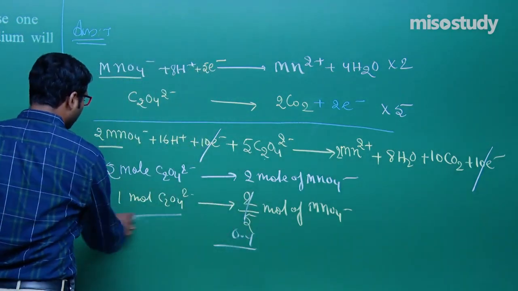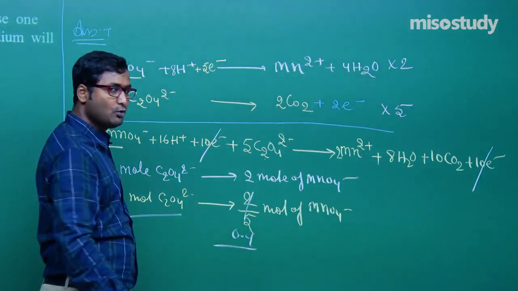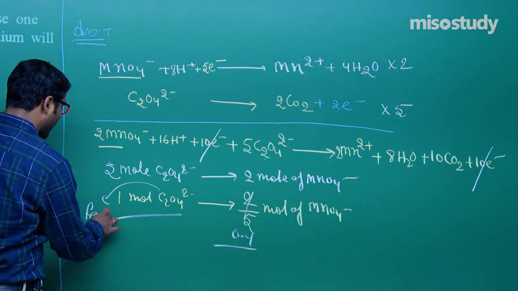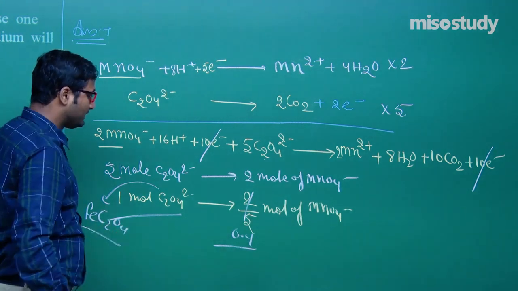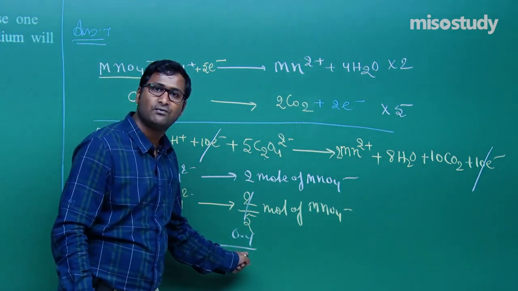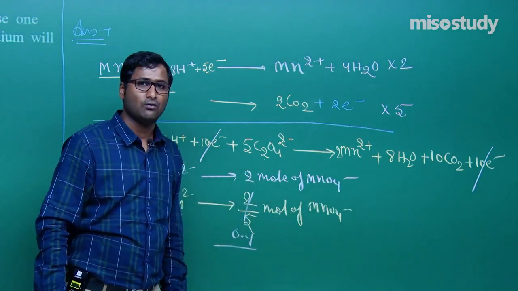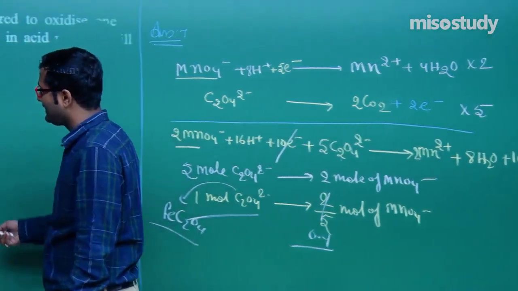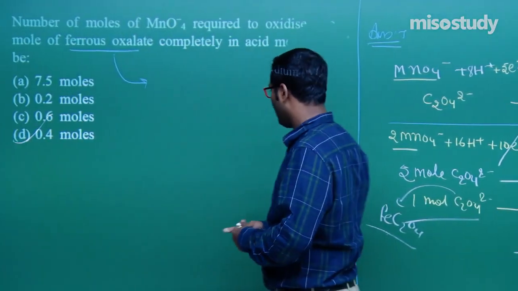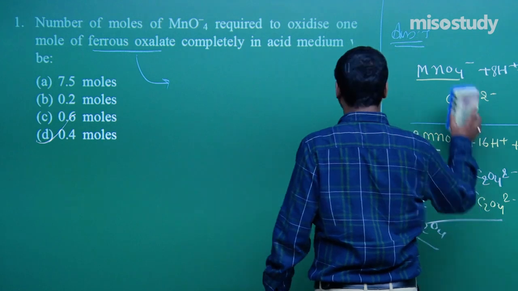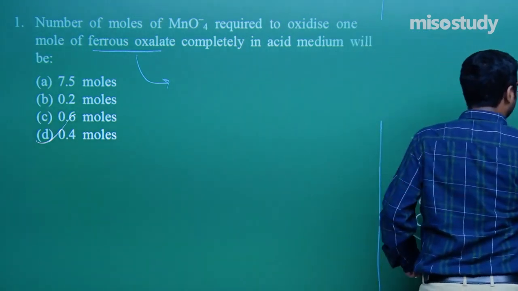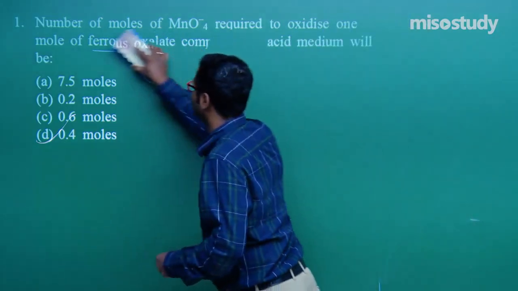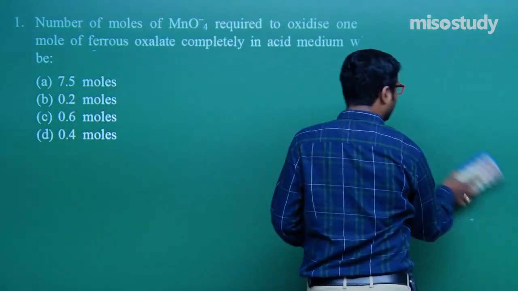So for 1 mole of C2O4 2 minus, ferrous oxalate, this C2O4 2 minus comes from, as I told you, FeC2O4. There is a requirement of 0.4 mole of MnO4 minus. I think now you can easily solve. So the answer is D option, 0.4 moles. Clear? Now wait for a moment. I am going to rub this part and we'll discuss the next question. Wait for a moment, friend.